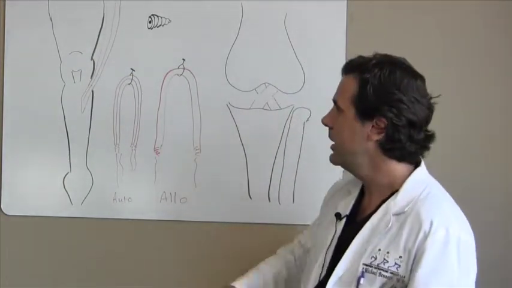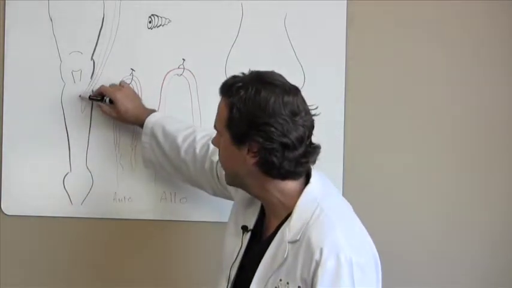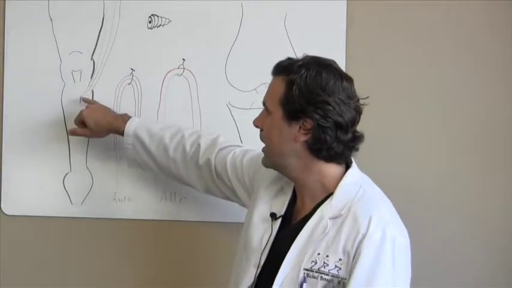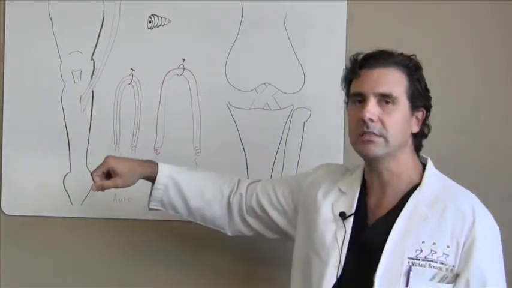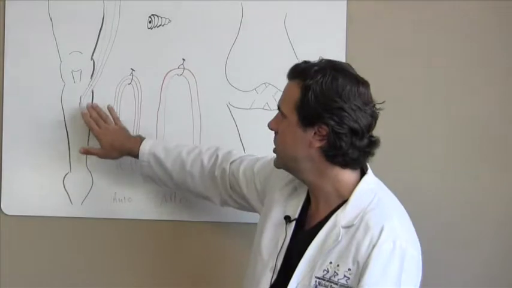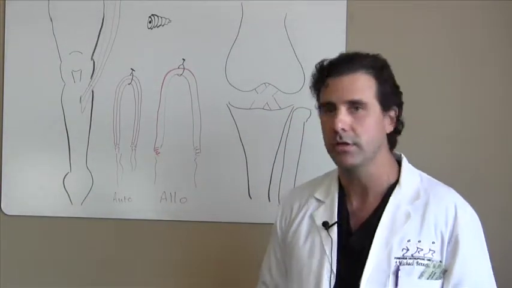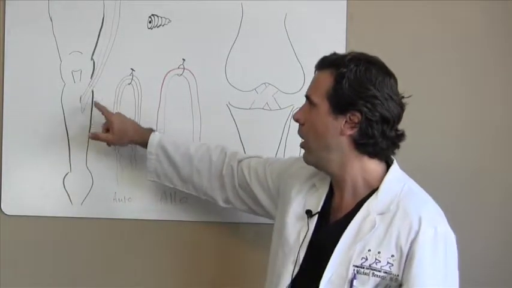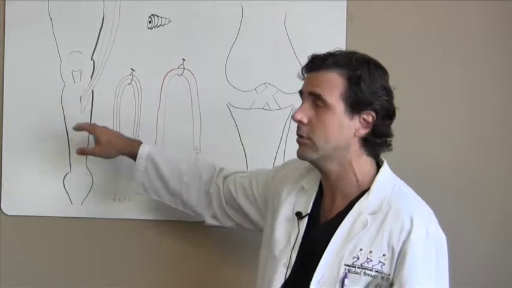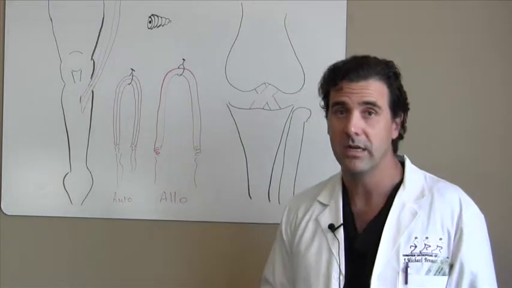Oftentimes what we do is we make a small incision at the proximal medial aspect of the knee right here, and we dissect down and find what is called the pes anserinus. It's called the pes anserinus because it's a fan-like membranous tissue that resembles a duck's foot. Pes anserinus means duck's foot. And within that tissue are your hamstring tendons, primarily two of them: one is called the gracilis, the other is called the semitendinosus. Those are the two hamstrings that we're interested in.